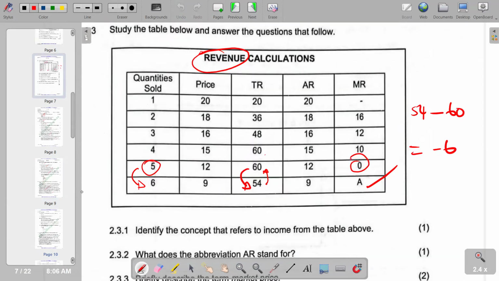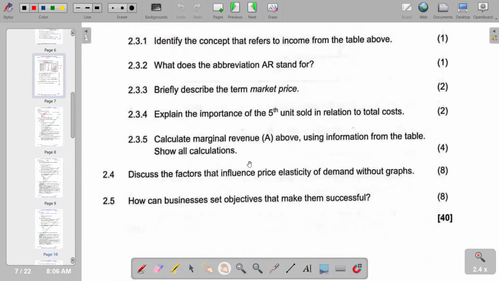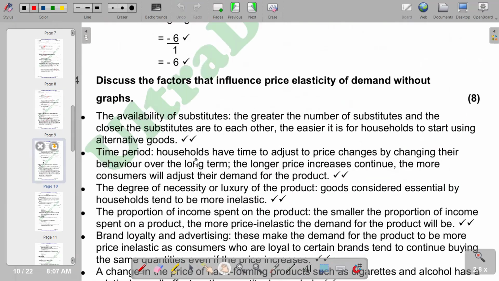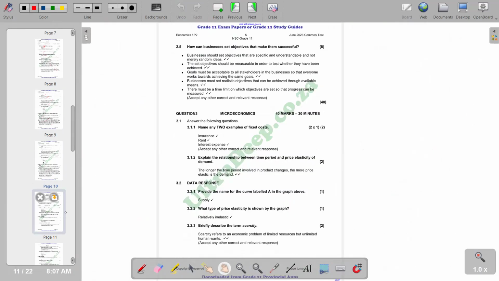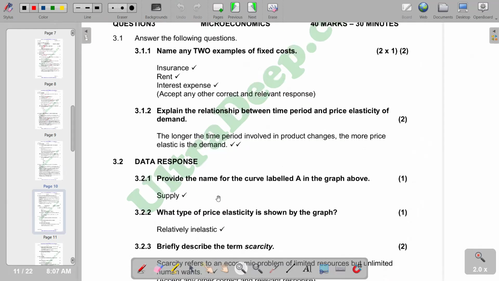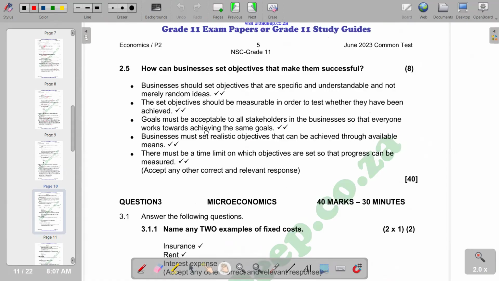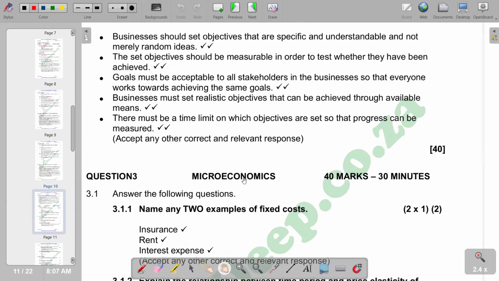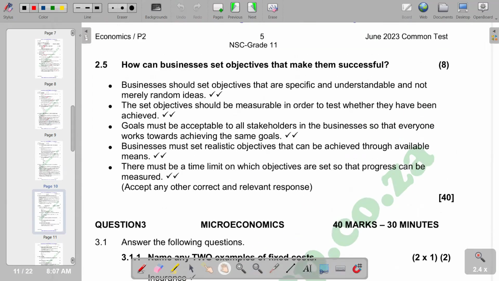Moving on, you'd see that this is our 2.4. Then we go to 2.5, which says, how can businesses set objectives that make them successful? You'd see that according to that, now we have our explanation: businesses should set objectives that are specific and understandable. So in terms of setting objectives, there should be specific objectives and understandable objectives. Obviously, to the workers that are within that workplace, they should understand the objectives so that they can be able to achieve them. Then we have the next point.